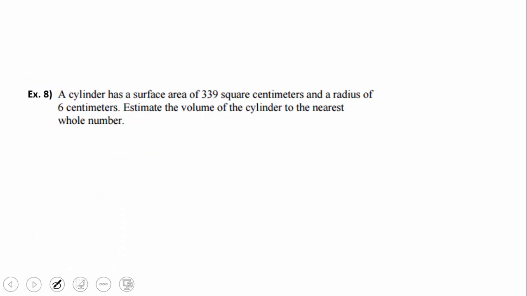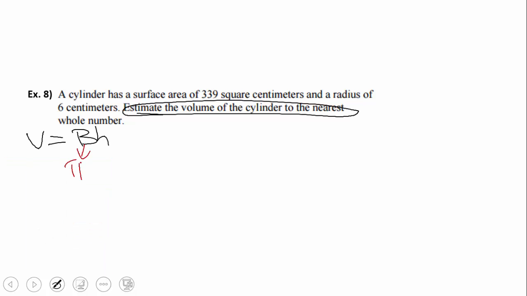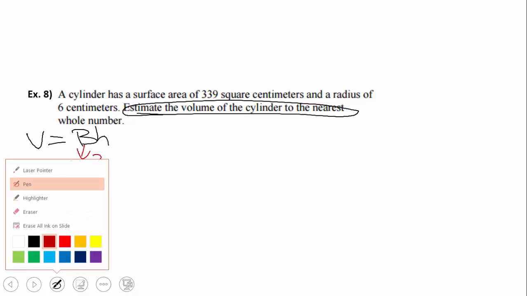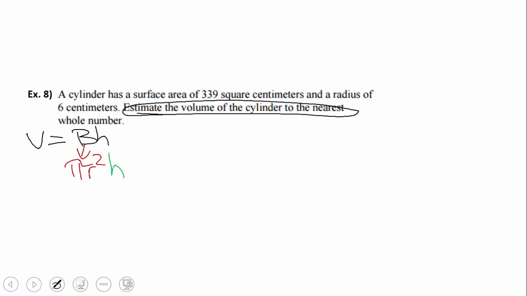One more before we finish off these notes with our quick write. It says a cylinder has a surface area of 339 square centimeters and a radius of 6 centimeters. Estimate the volume of the cylinder to the nearest whole number. So we want to find the volume of our cylinder. We know the volume of a cylinder is the area of the base times the height. The base for a cylinder is a circle, pi times the radius squared, multiplied by the height. And that's how we're going to find our volume of the cylinder.